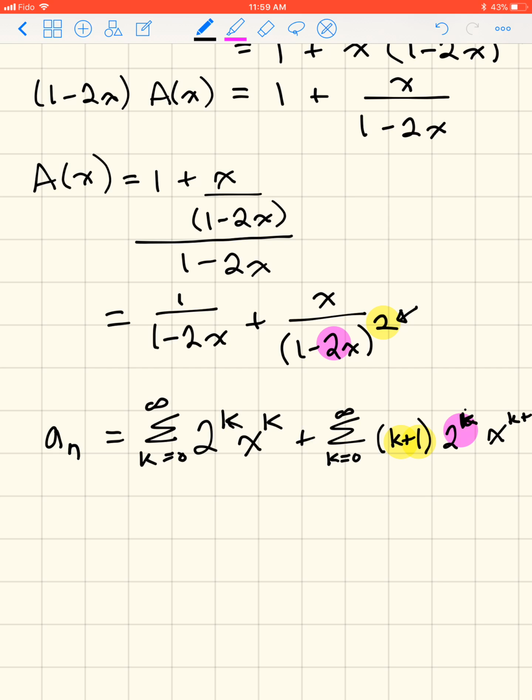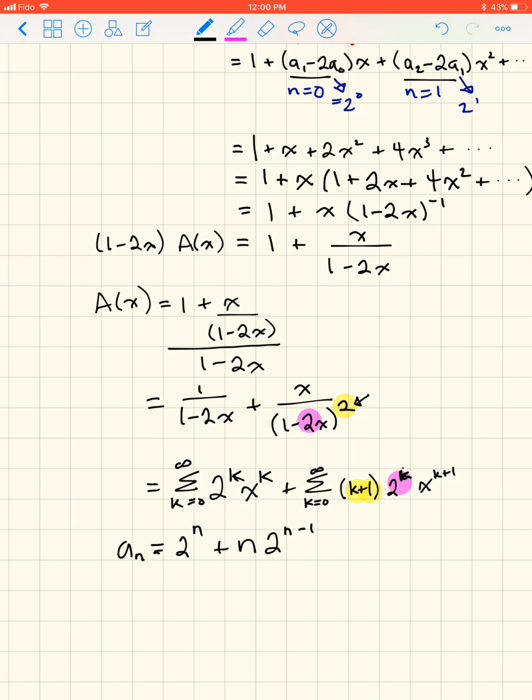And now if we want to turn that back into a to the n, that's going to be the coefficient of that. So we just pull out the 2 to the n, and over in the second term, n 2 to the n minus 1. So that's question 2.